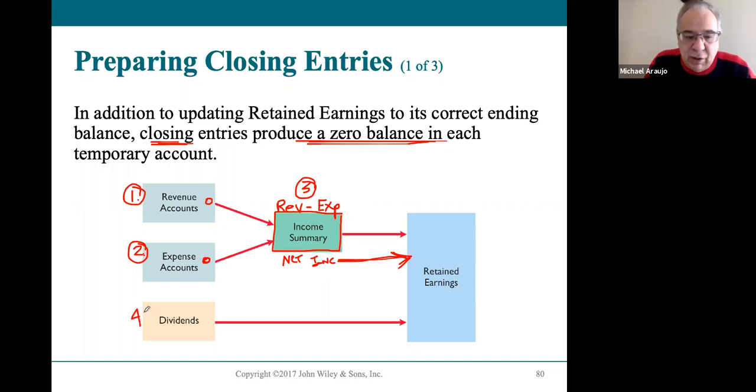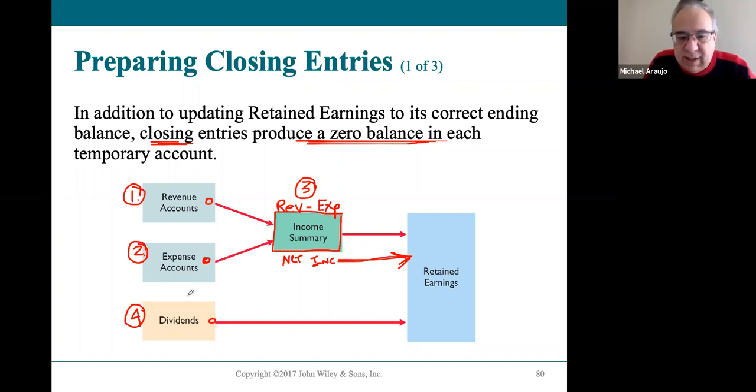The very last thing that we do is we close dividends directly into retained earnings. Now, this makes sense because on the retained earnings statement, you take away the dividends. The issue is that dividends are sitting with a debit side balance. In order to get the dividends account to zero, we have to credit the dividends account. We move the debit to retained earnings. And that makes perfect sense, right? Because when we subtract dividends from retained earnings, we have to reduce retained earnings on the debit side. So it's exactly what we do.